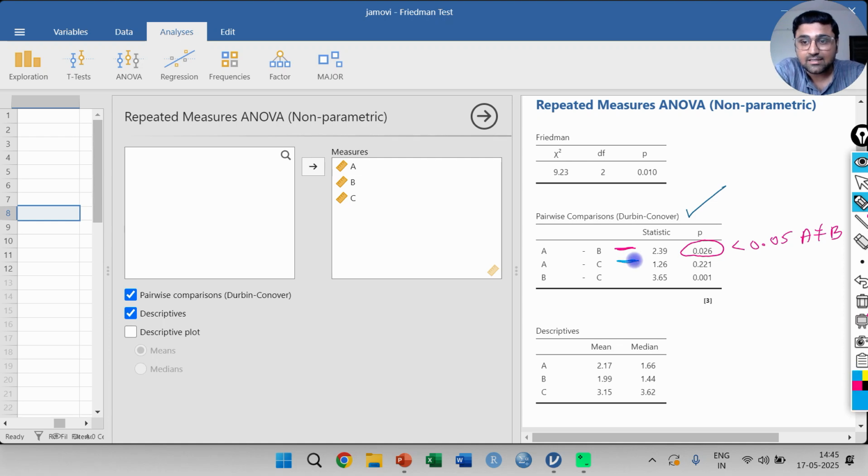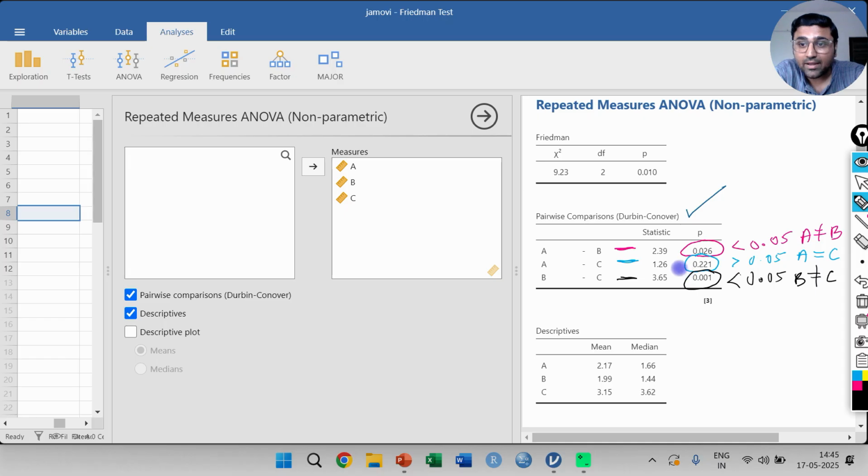Then we have A and C. Associated p-value is 0.221, greater than 0.05. That means this difference is not statistically significant, therefore diet A is not significantly different from C. And then check B and C. The p-value is 0.001 less than 0.05. It is statistically significant, and therefore diet B is significantly different from diet C in terms of weight loss.